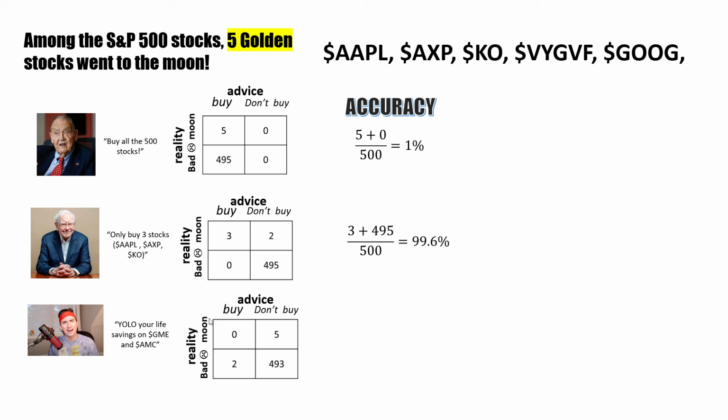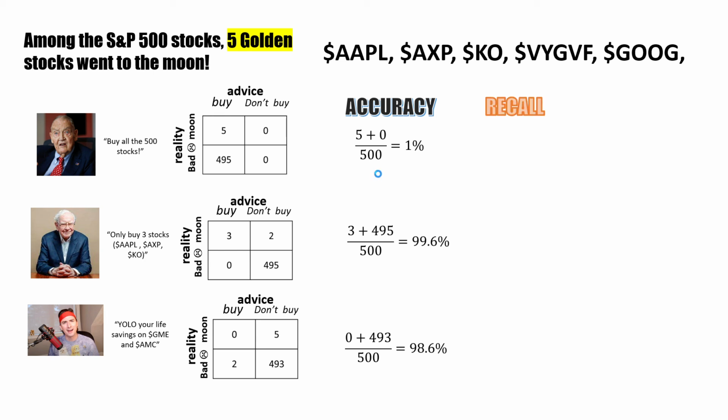And how about the Roaring Kitty? Roaring Kitty also gets a very high percentage of accuracy because it's 0 plus 493 divided by 500, 98.6%. A neck-to-neck competition between Roaring Kitty and Mr. Buffett. And so is Roaring Kitty really that good? Is he that much better than Warren Buffett, than Jack Bogle? Well, not so fast. Hold on.